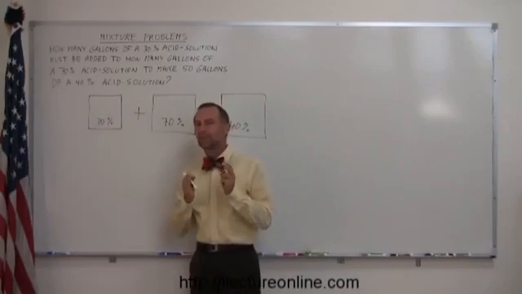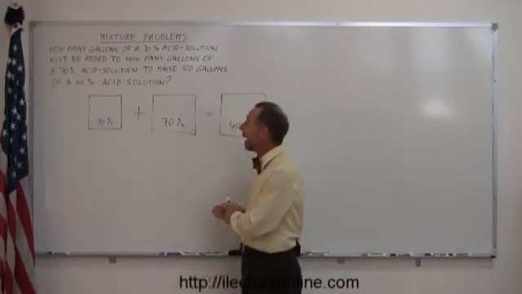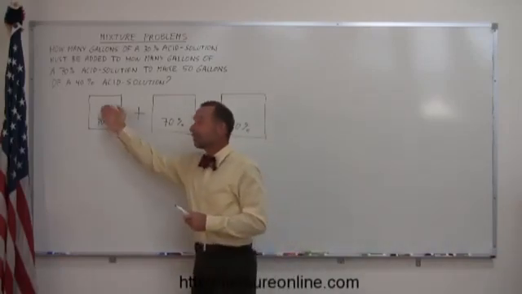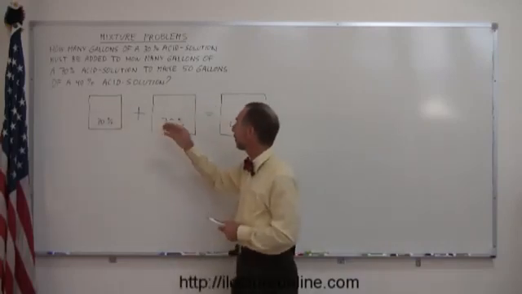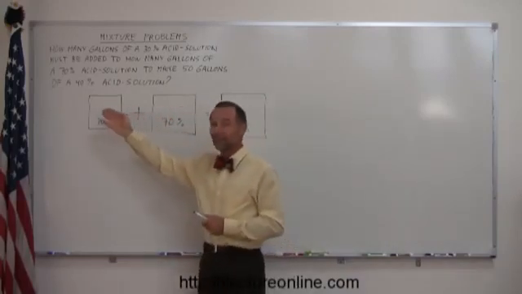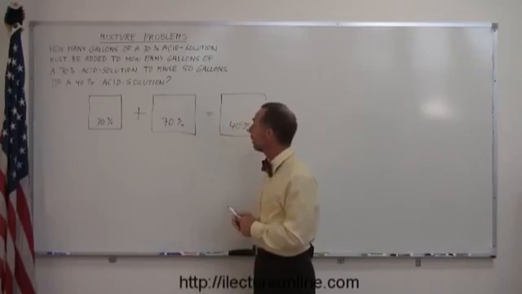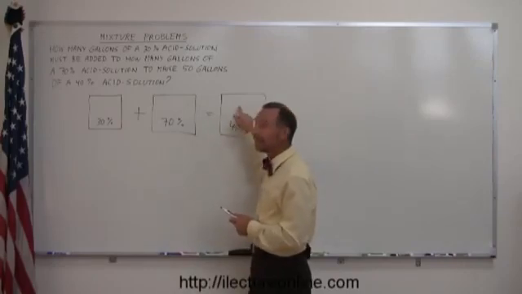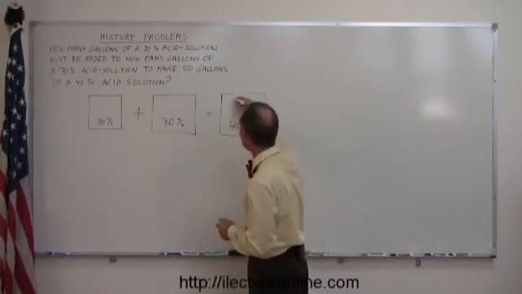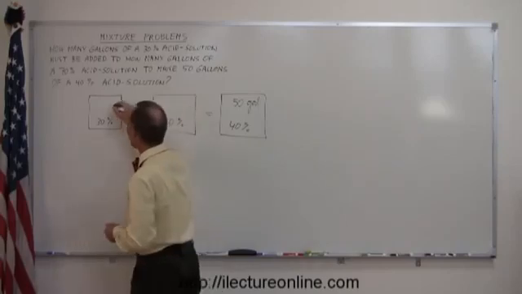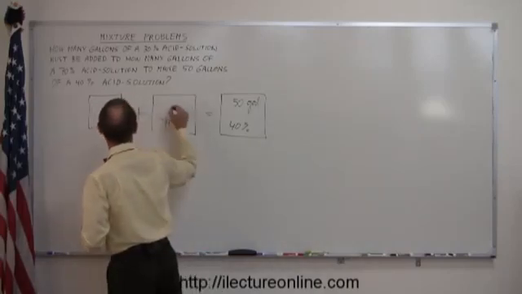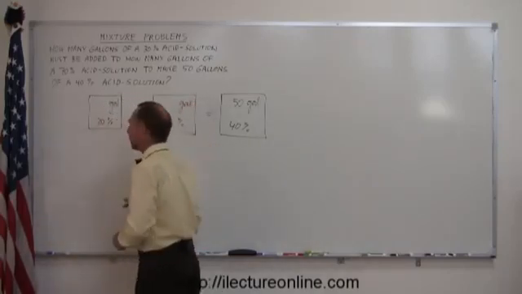Also in these boxes, we want to put in how much of each that we have. Now, it doesn't tell you how much you use of this solution, and it doesn't tell you how much you use of this solution. Matter of fact, that's what you're supposed to figure out. But it does tell you that you have 50 gallons of this solution. All right, so we put 50 gallons over here. So, how many gallons do we have here? And how many gallons do we have here?